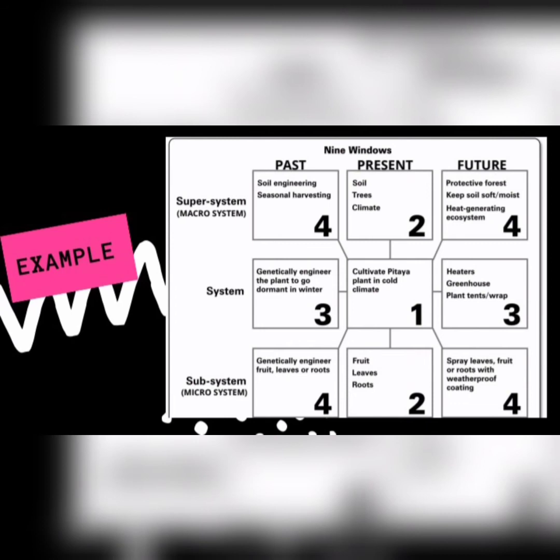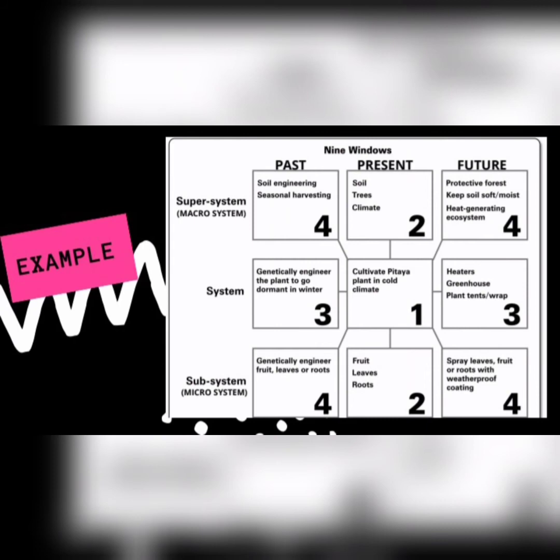After doing step 1 and step 2, the third step is developing the cells system and past, which is the problem that was created. In this case, it is genetically engineering the plant to go dormant in winter. After that is developing the system and future cells. In this case, they are heaters, greenhouse, plant tents, or wrap.